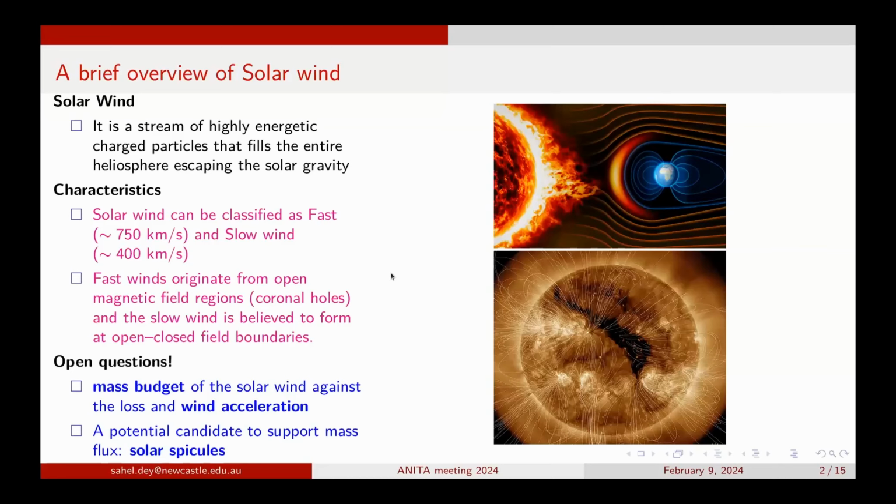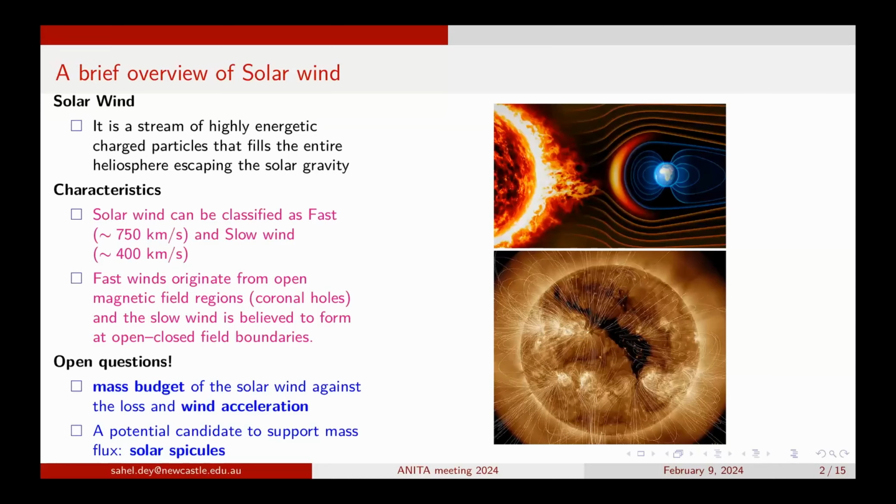So you see in this figure, this is a coronal image where these dark patches are known as coronal holes, where magnetic field lines are radially outwards, so flow can escape from them. And there are these closed field regions. Fast winds can escape from these coronal hole regions, and slow winds can originate from the boundary of the open field lines and closed field lines.